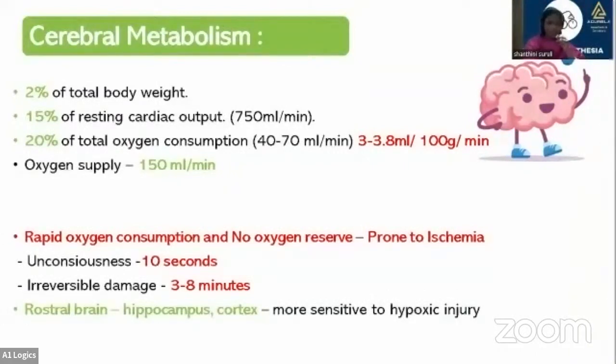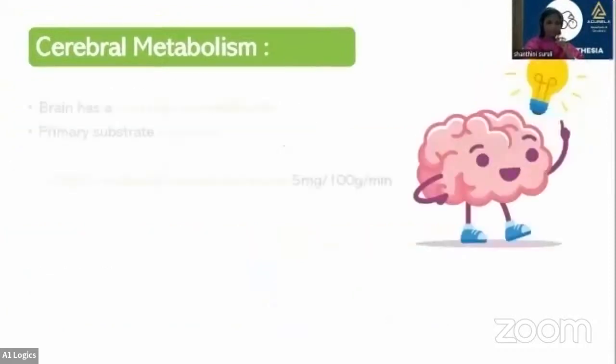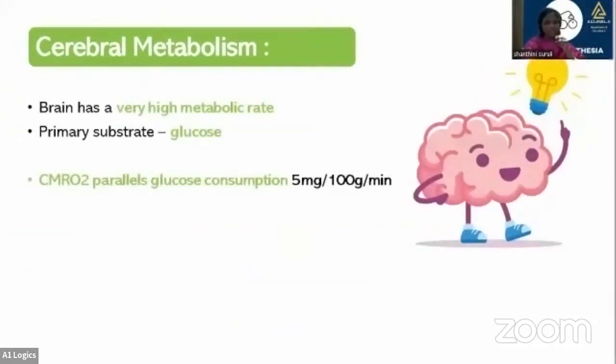Because of the rapid oxygen consumption and no oxygen reserve in the brain, it is prone to ischemia. If the oxygen is not restored, within 10 seconds the patient may go into unconsciousness, and within 3 to 8 minutes, irreversible damage can set in. The brain has a very high metabolic rate, the primary substrate being glucose. The cerebral metabolic oxygen consumption parallels this glucose consumption, about 5 mg per 100 gram per minute.